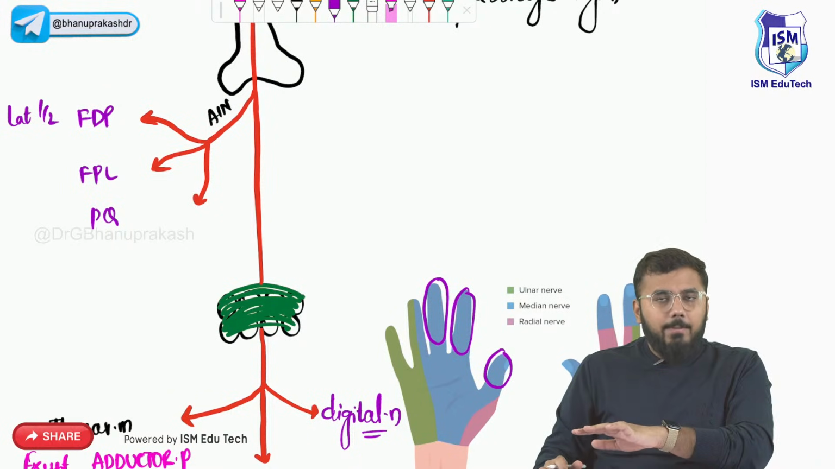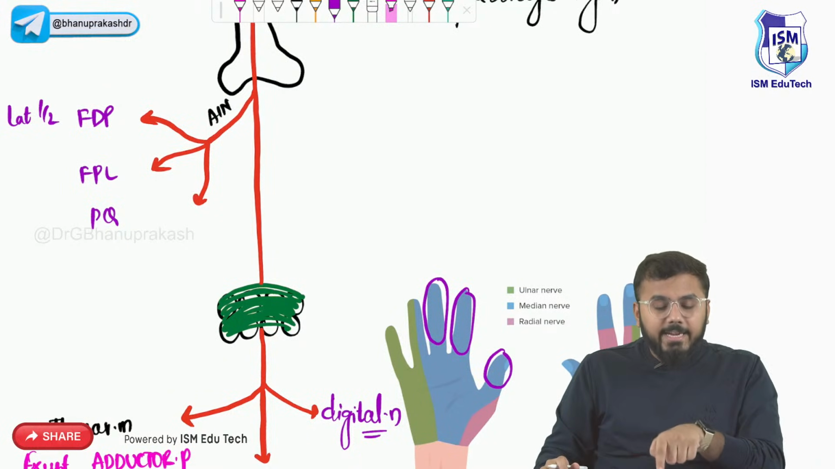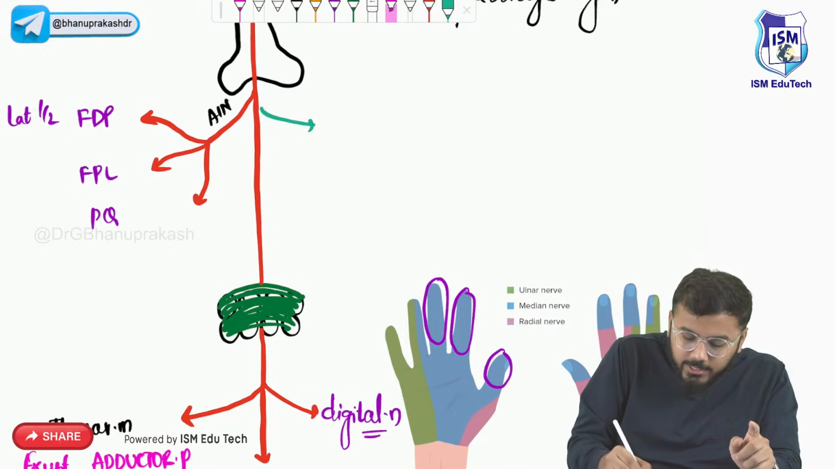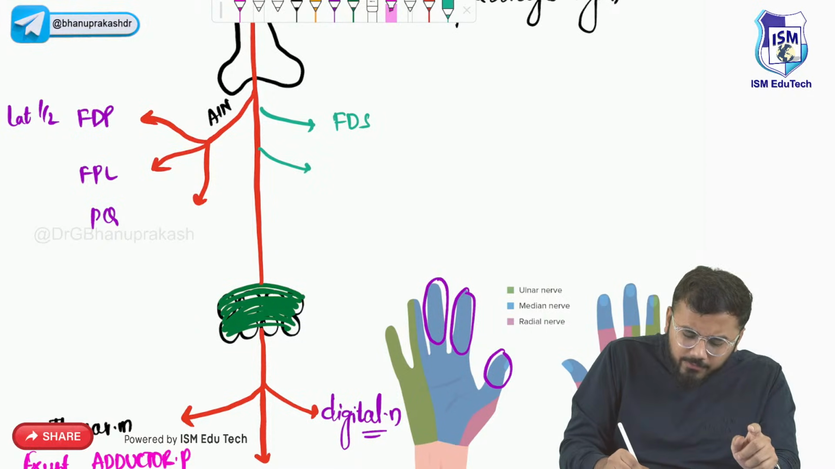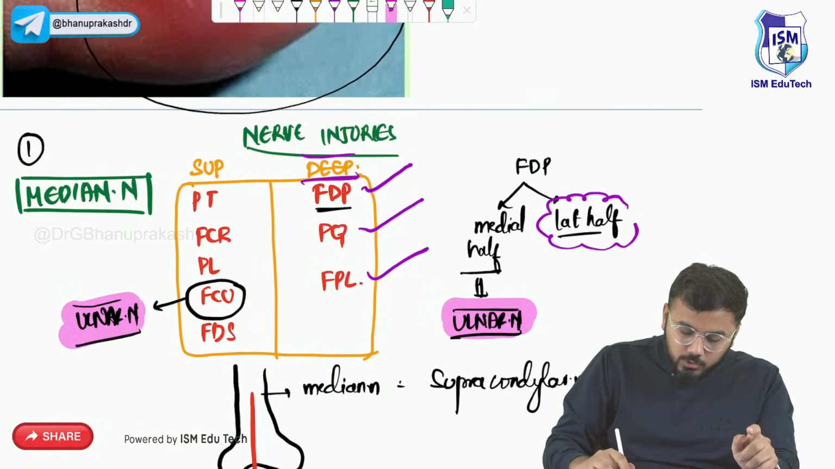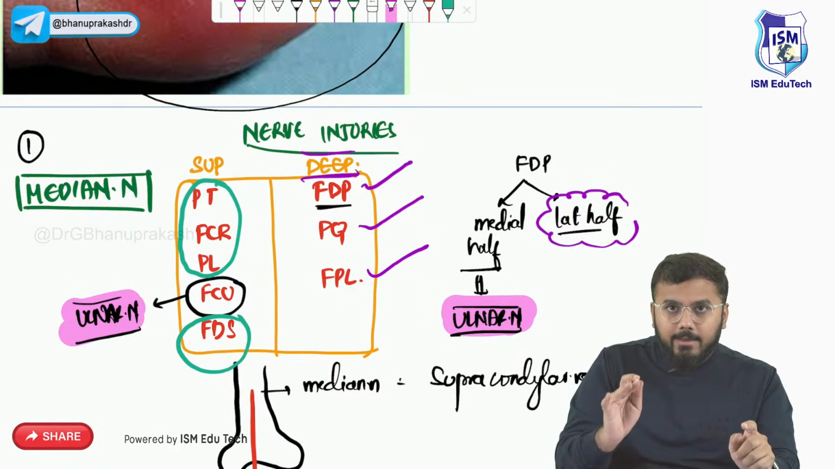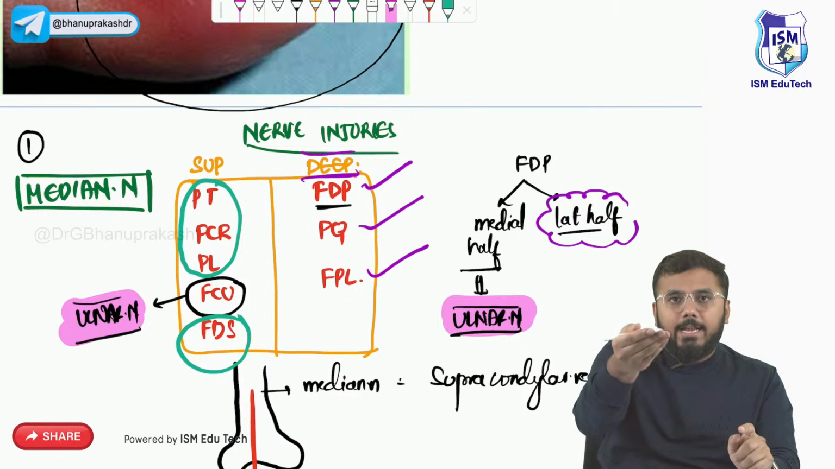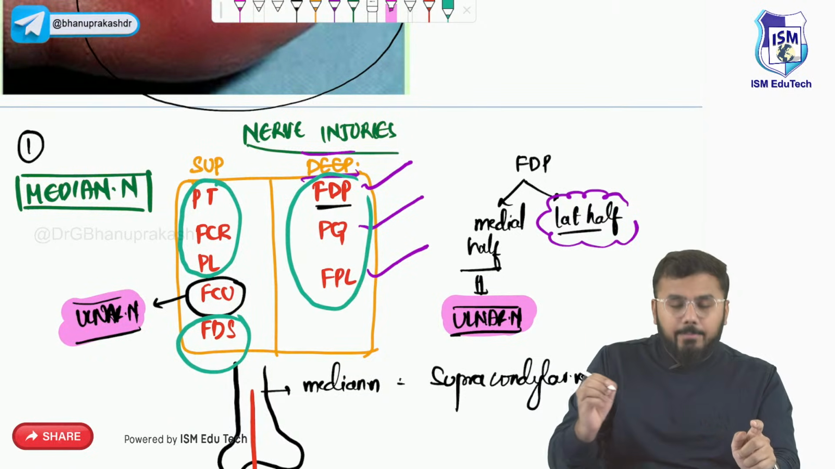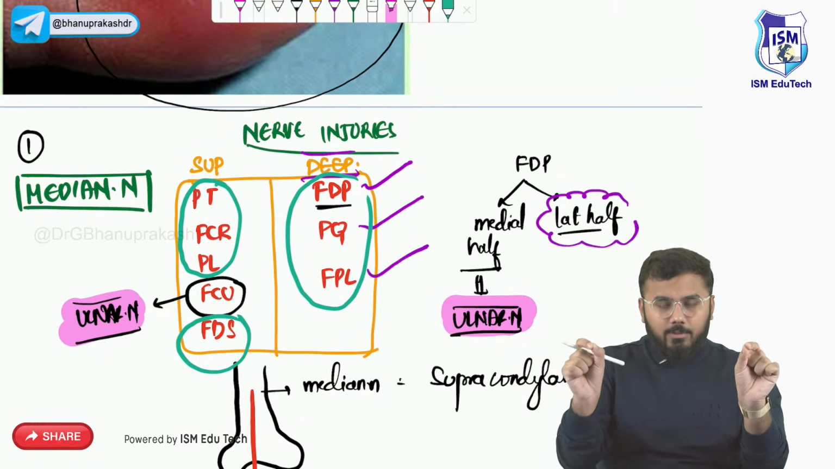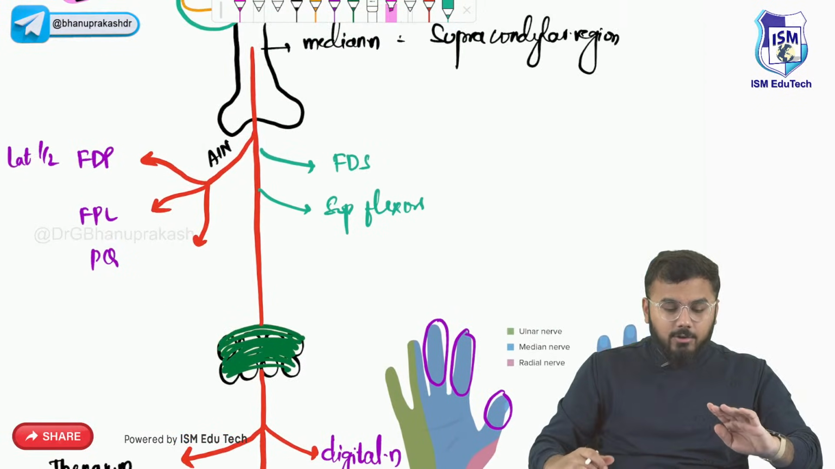Apart from that, which muscles does the median nerve directly supply? Median nerve directly gives innervation to flexor digitorum superficialis and all the remaining superficial flexors, right? So this entire part is done by the median nerve, and a branch of the median nerve, the anterior interosseous nerve, supplies the deep muscles. So you have to make these things clear in your mind, layer by layer.